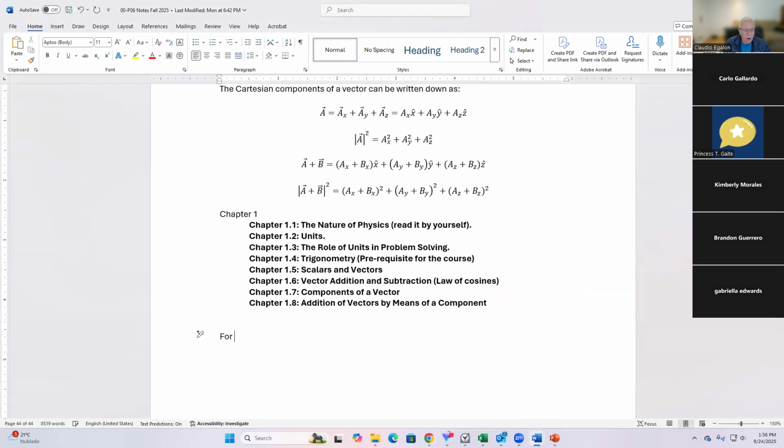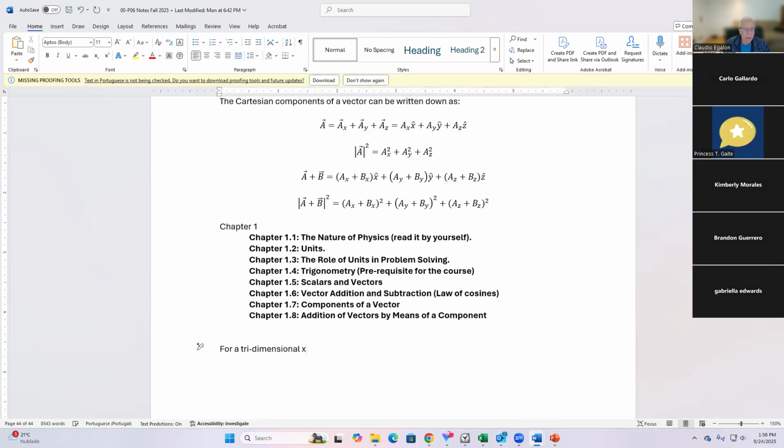Okay, for a three-dimensional X, Y, Z axis, the orientation of each one of those is given by the right hand rule. Okay?